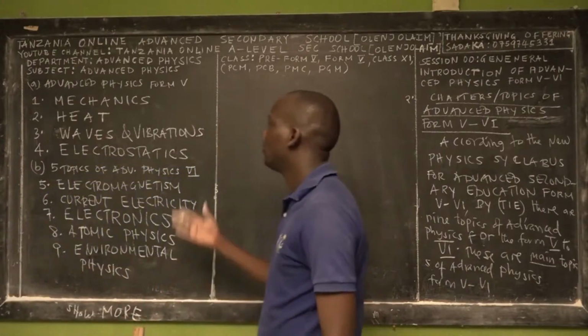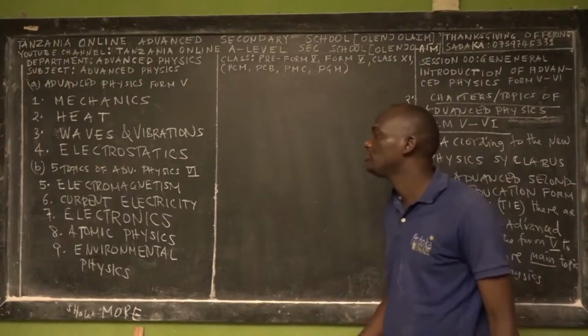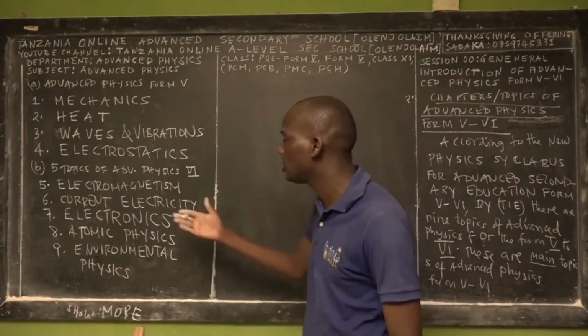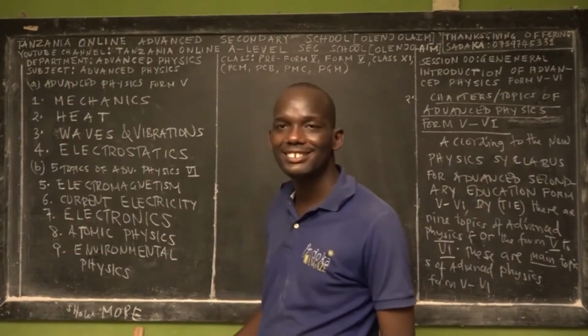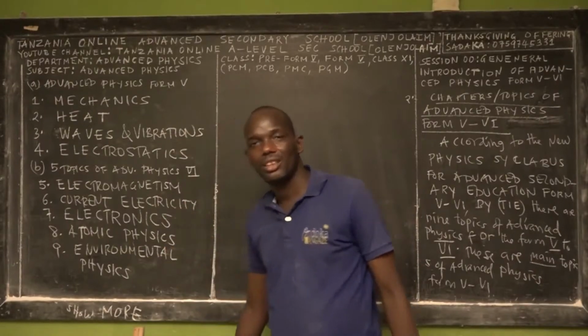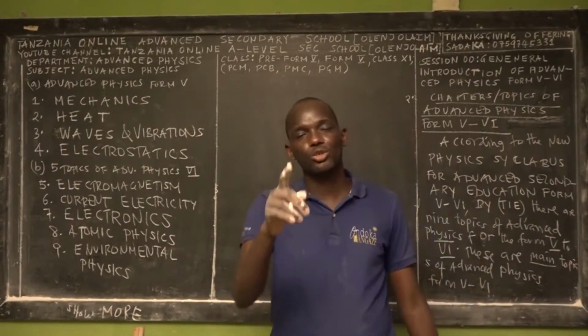So how many topics in total? 9. Form 4, how many main topics do you have? 4. Form 5, how many topics? Form 6, how many main topics do you have? 9.